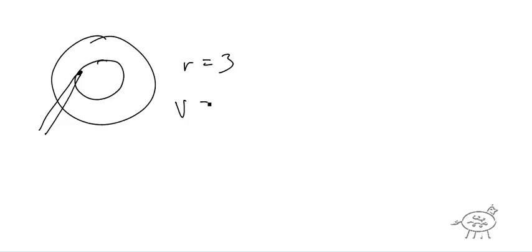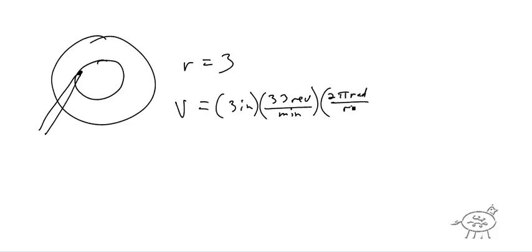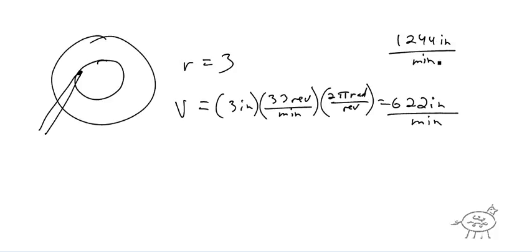Okay, so we're going to do the same thing. Velocity equals 3 inches times 33 revolutions per minute times 2 pi radians per revolution. And if you multiply all that out, you're going to get 622 inches per minute. So that's in the middle of the record, okay, which kind of makes sense. You're cutting it in half, right? And the whole record was 1,244 inches per minute. So it's going half the speed because we're halfway into the record.